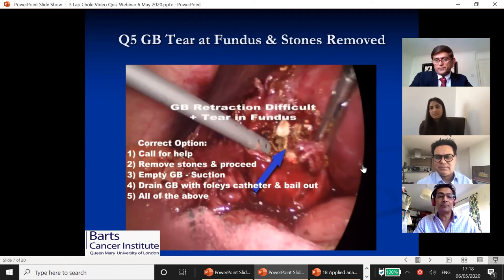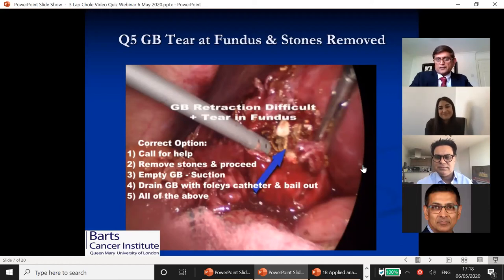Lillian, question for you. We've removed the stone, sucked out the gallbladder. Now, what do you think about just bailing out, put in a Foley's catheter and come out?